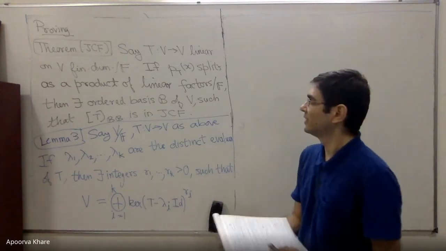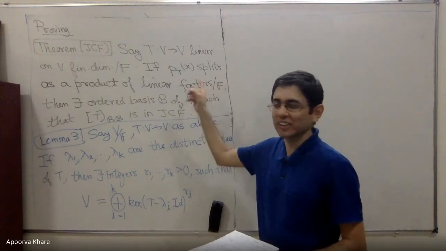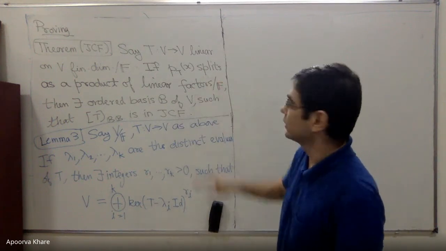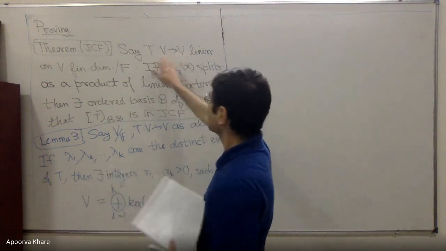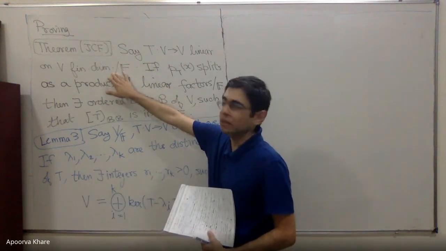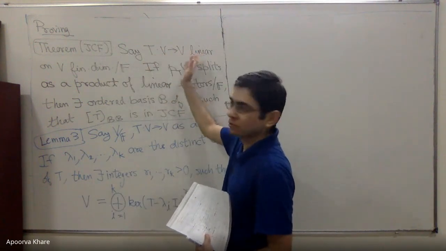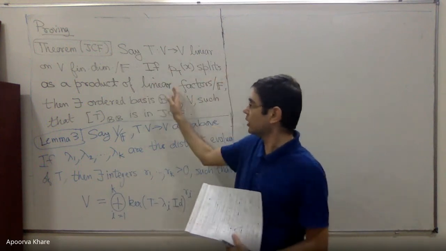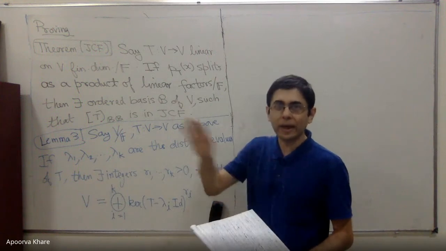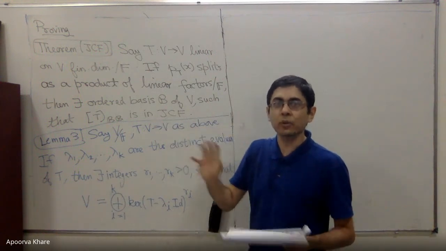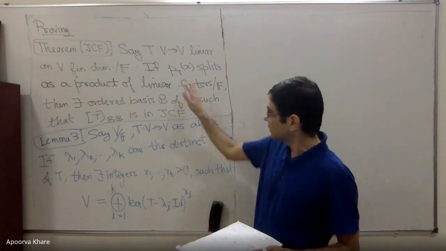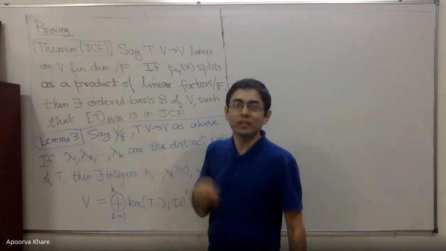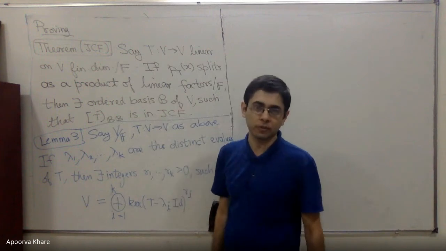Okay, so I'm going to prove for you the Jordan Canonical Form theorem. Let's start by writing down the theorem. Suppose V is a finite dimensional vector space over F, and say T is a linear transformation of V. If the characteristic polynomial of T splits as a product of linear factors over F, so all the eigenvalues are there and there are no extra irreducible factors, just the linear ones, then you can write down the matrix of T with some ordered basis in Jordan canonical form.